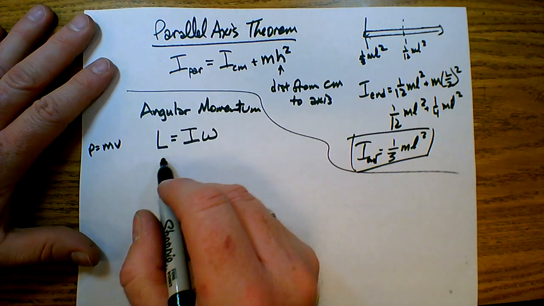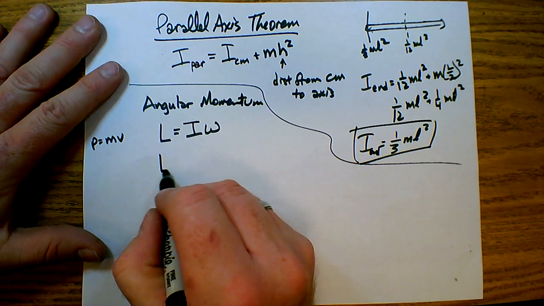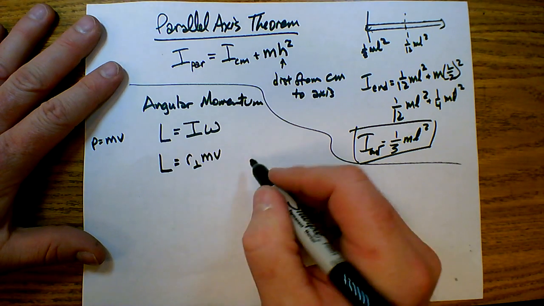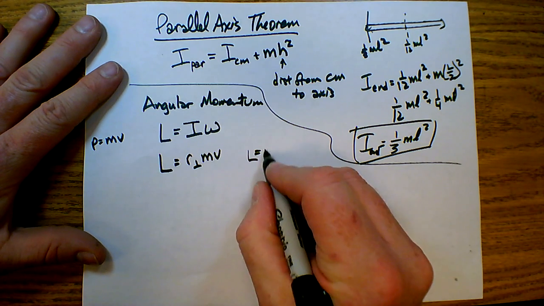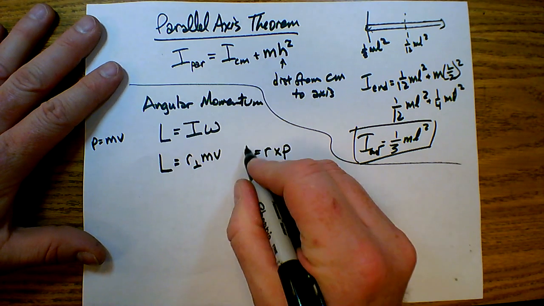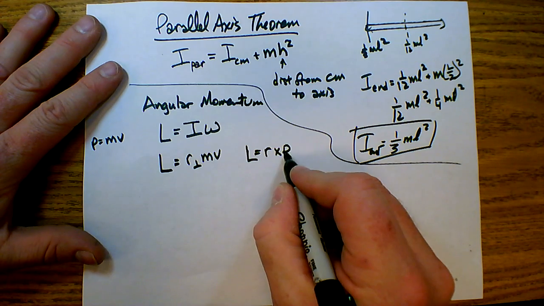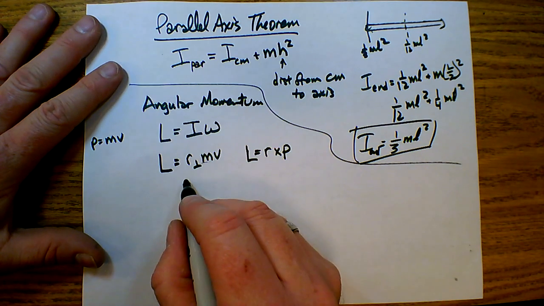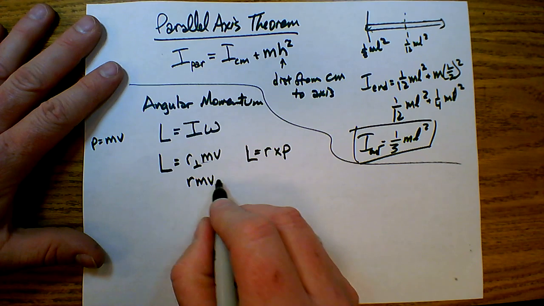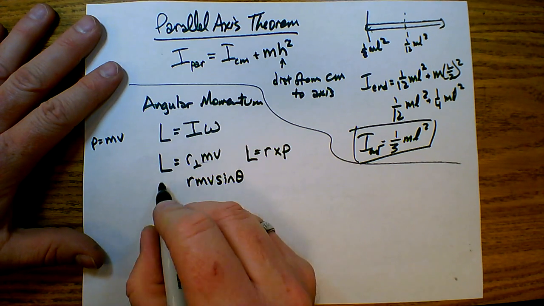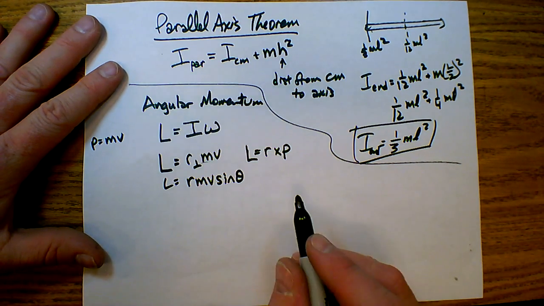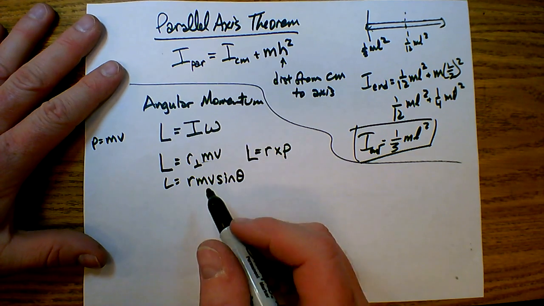Now there's another way to find angular momentum, and that is r perpendicular times mv, or in other words r cross p, cross product of a position vector with a momentum vector. So r perpendicular mv, or of course that means r mv sine theta, where theta is the angle between the r vector and the v vector as well. So those are some ways to find angular momentum.